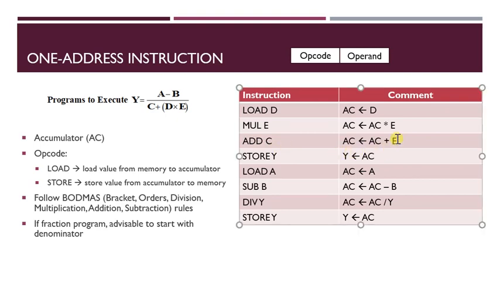So this one is C. All right, so accumulator add with C value, right? And after that, we need to store the AC into Y because we need to do the other operation, which is A subtract B.